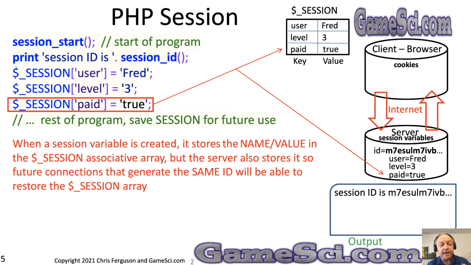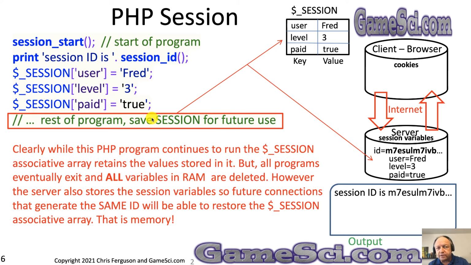$_SESSION, key paid, equals value true. When a session variable is created, it stores the key/value in the $_SESSION associative array. But the server also stores it, so on future connections that generate the same ID, we will be able to restore the $_SESSION array. Keep it in my local memory of my PHP program and store it on the server so I can restore it at a later point.